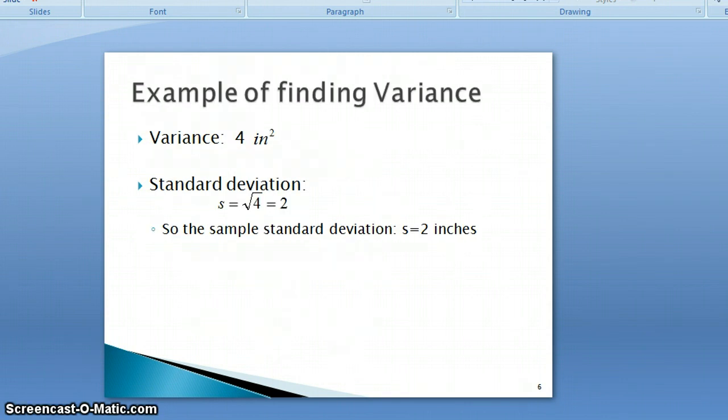It's important to know that for variance, the units are going to be the units you had for the data squared. Here, the data was measured in inches, so the variance is 4 inches squared. Commonly, we report the standard deviation, which is just the square root of the variance, because the units for the standard deviation would be the same units as the original data set. So here the standard deviation would be the square root of 4, which is 2, so we'd have 2 inches as our standard deviation.